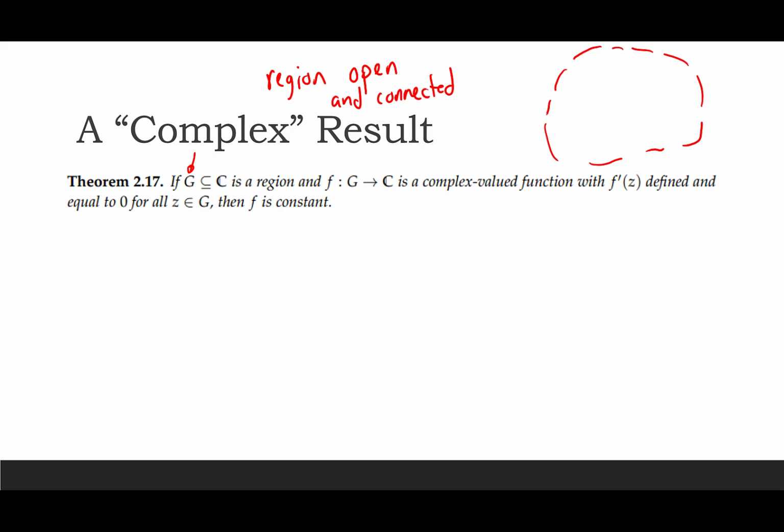Okay. Now suppose we have some complex valued function f from G to C. And by the way, G is a subset of C here, some blob in the complex plane. And we have some complex valued function f. Now let's suppose that f prime of z is defined and equal to 0 for all z in your domain. So just like we had in the calculus result, we're supposing that our derivative is 0 everywhere. Then the result that we want to prove is that, just like in calculus, f had to be a constant function.